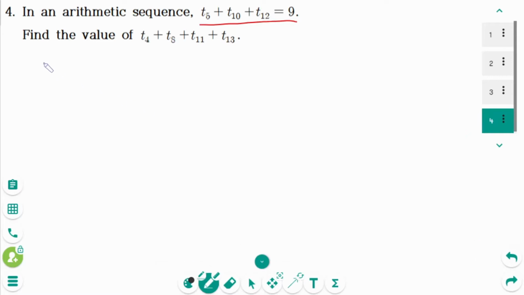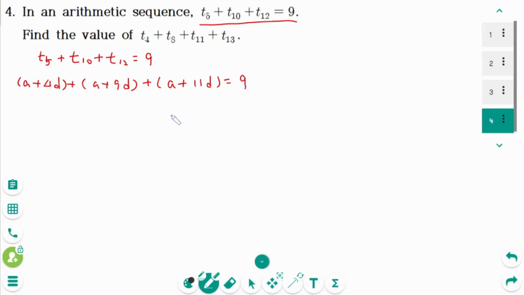The first one, T5 plus T10 plus T12 equals 9. Then T5 is A plus 4D, plus A plus 9D, plus A plus 11D equals 9. Then combine together, 3A plus 24D equals 9. Divide by 3 on each side. A plus 8D equals 3.